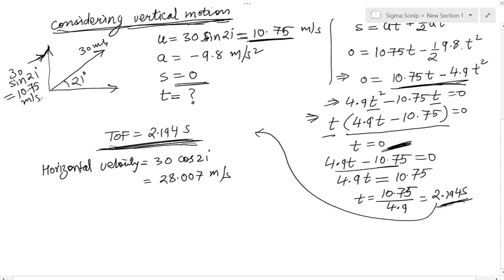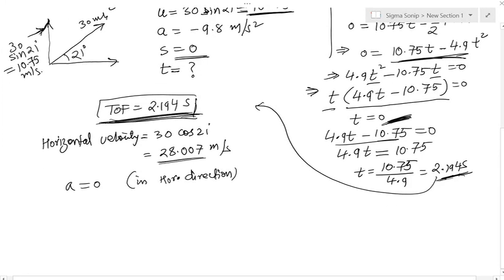So all this while, the object is in flight for 2.194 seconds. All this time, the object has got a horizontal velocity as well. The object is traveling with a velocity of 28.007 meters per second horizontally. And when the object lands on the ground after this time of flight, our flight ends. So all we need to find is how much horizontal distance the object covers in this time. It's a constant velocity problem because a equals 0 in the horizontal direction.